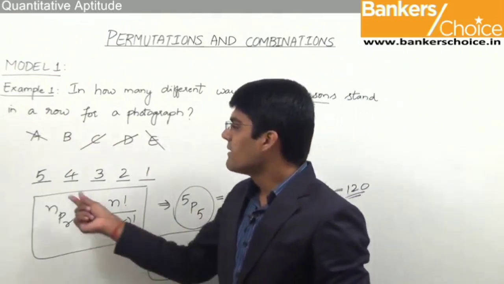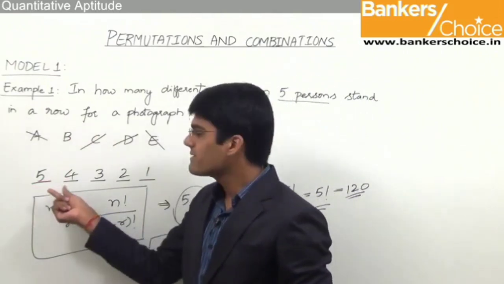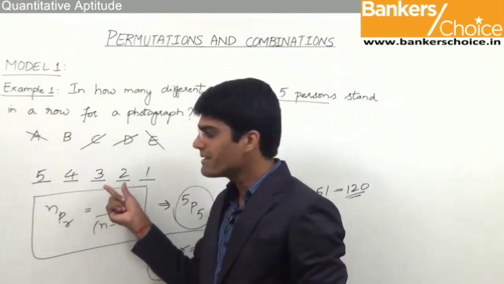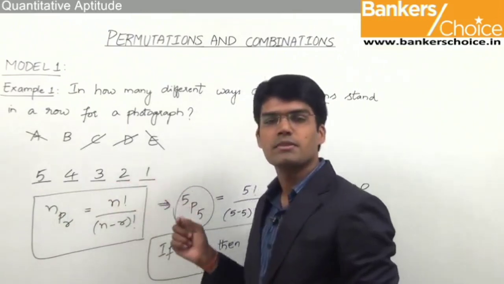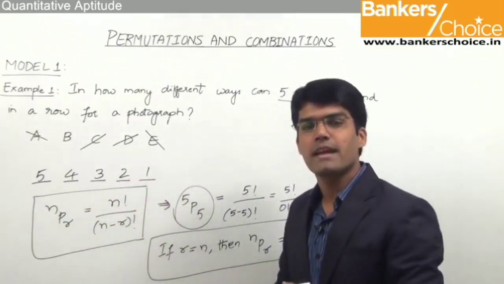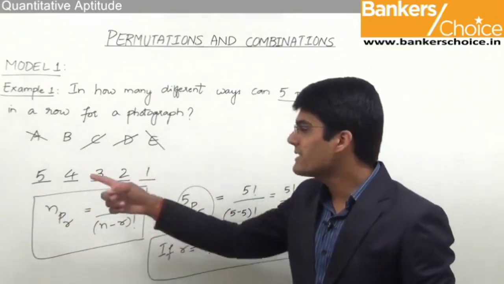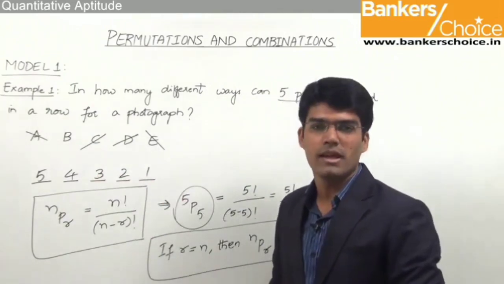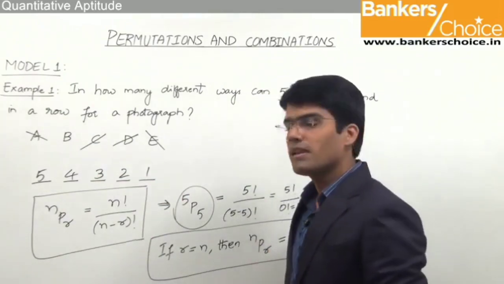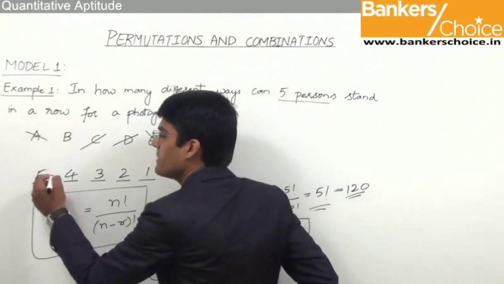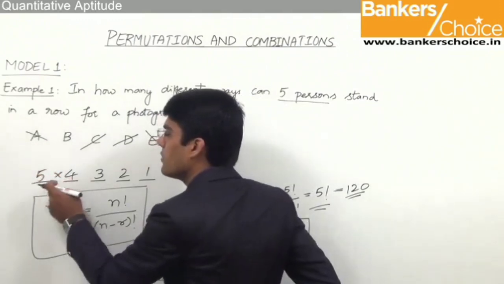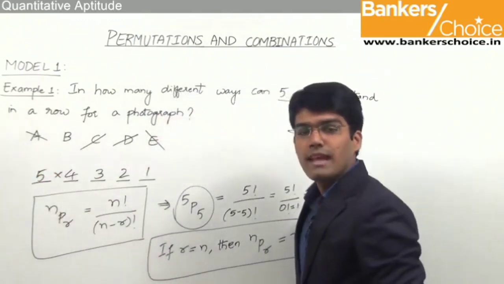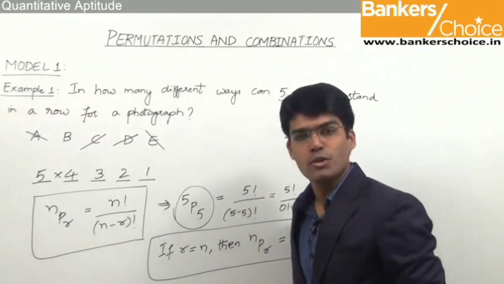So we can see that the first position can be occupied in 5 ways, second in 4 ways, third in 3 ways, fourth position in 2 ways, and the last position only in 1 way. And since this arrangement is to be done at a time, we can say that all these actions are being done together. And going by the principle of multiplication, we can say that if one action can be done in 5 ways, other in 4 ways, then both together in 5 into 4 ways. And likewise, it can be extended for more than 2 actions as well.